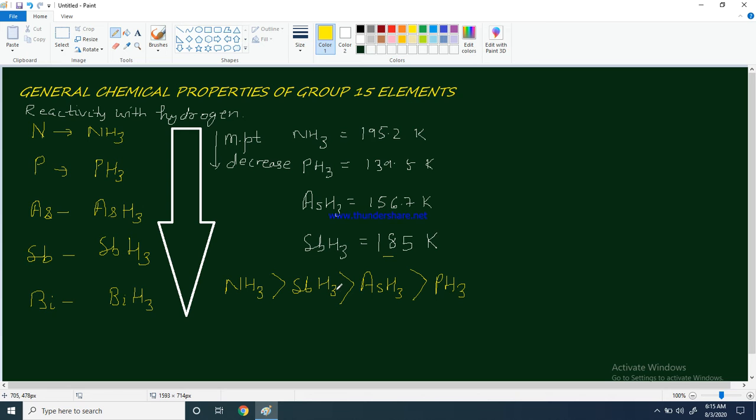Similarly, there is variation in their boiling point also, and it is not regular. If this was melting point, then for boiling point, for ammonia it is 238.5, for phosphine 185.5. These all are in Kelvin.